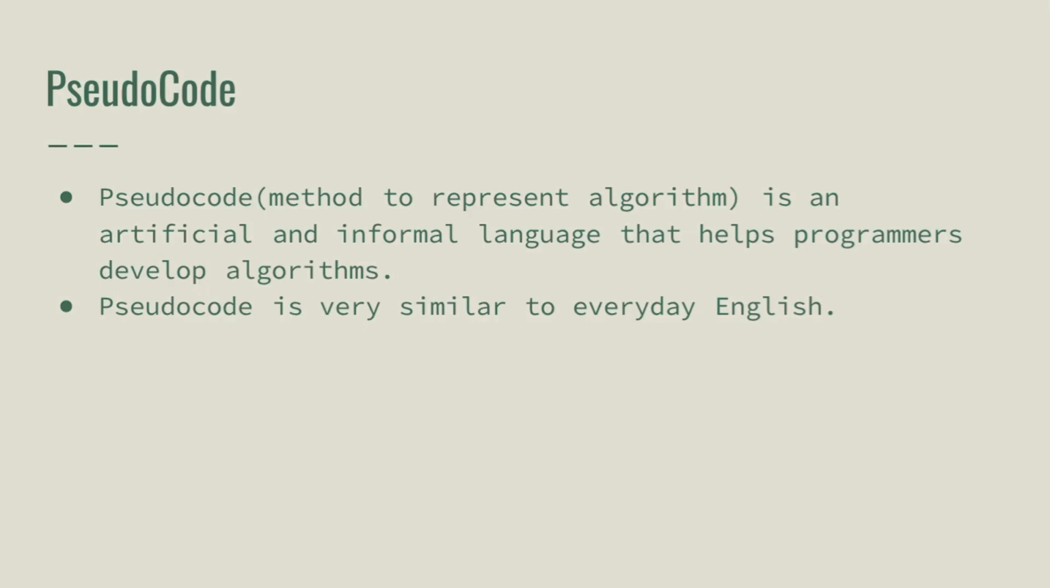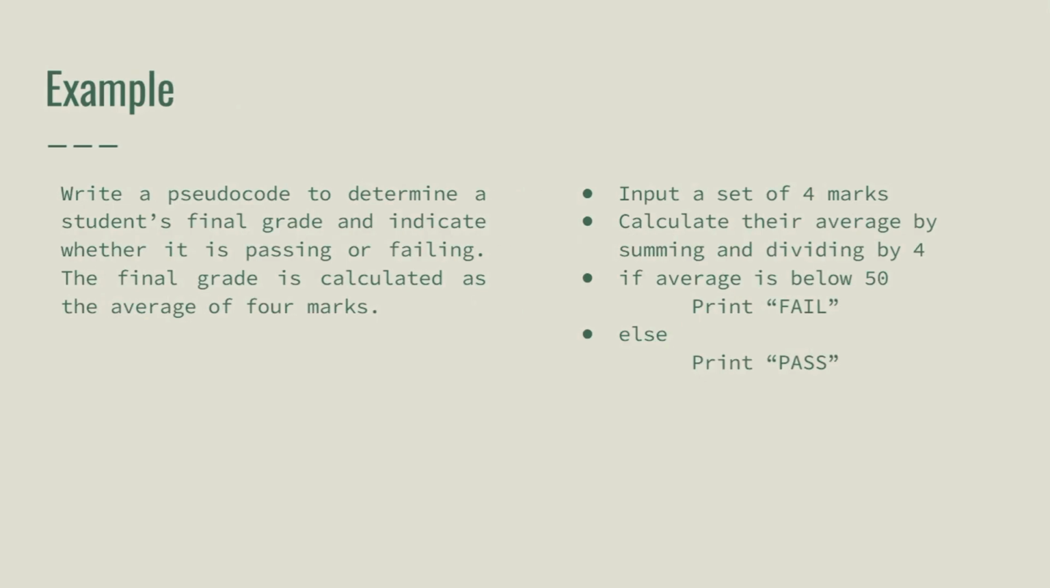So pseudocode, as a method to represent the algorithm, is an artificial or informal language that helps programmers to develop algorithms. Now, "programmers" is a highlighted word because we are going to do programming, and for programming we require pseudocode. It is very similar to the everyday English language that we see. Let's understand pseudocode with examples.